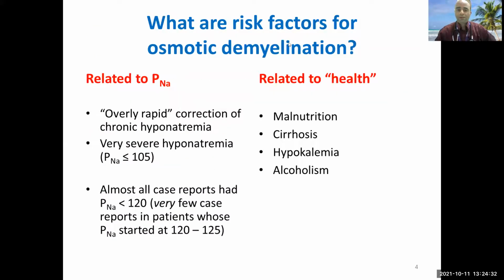As we mentioned, for the risk factors of osmotic demyelination syndrome, some factors are related to plasma sodium and others are related to the health of the patient. We discussed the health factors already: malnutrition, cirrhosis, hypokalemia, and alcoholism. A patient taking alcohol has a risk factor for ODS. Related to serum plasma sodium, especially in a hypovolemic patient, this is our second presentation of hyponatremia: a patient with hypotonic, hypovolemic hyponatremia.